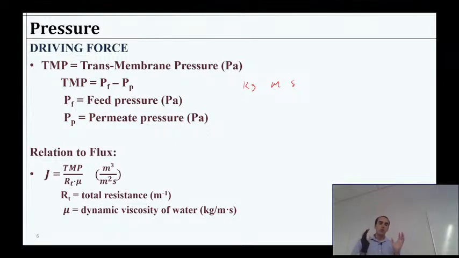Okay, so this total resistance number is going to be in inverse meters. It's almost going to be like a percentage of resistance if you traveled through 1 meter. Now, putting it in meters is kind of weird because most of our membranes are hair thin, right?